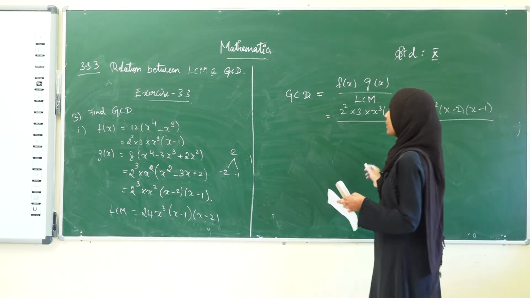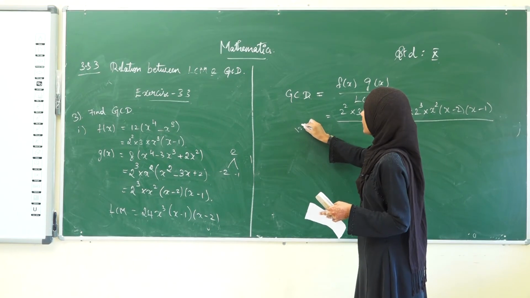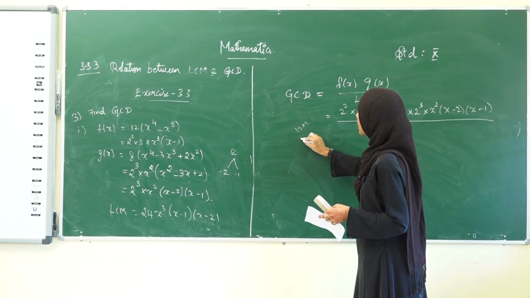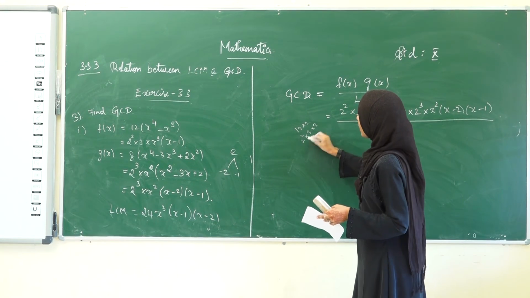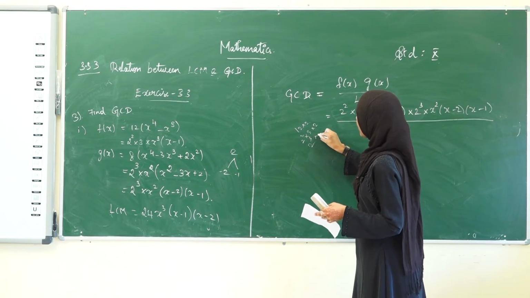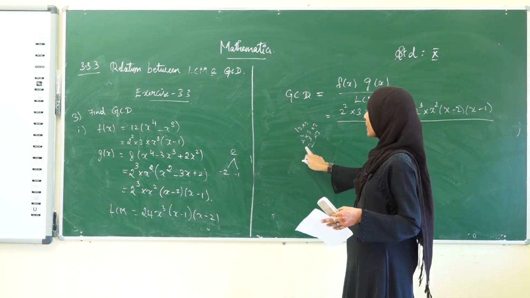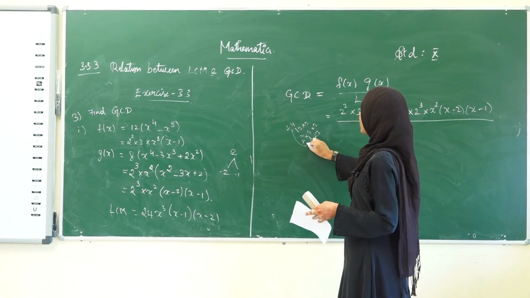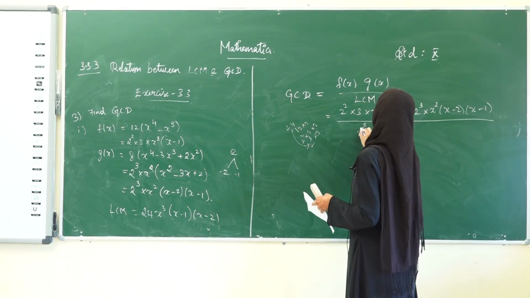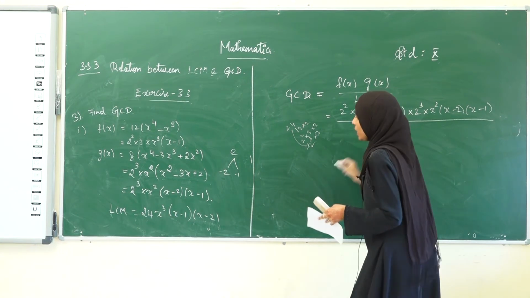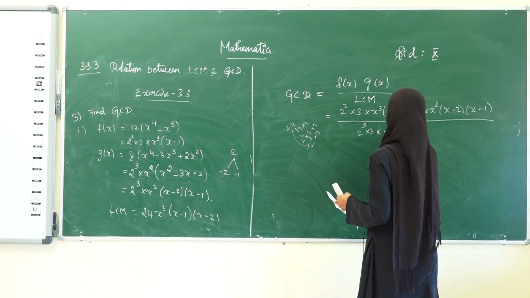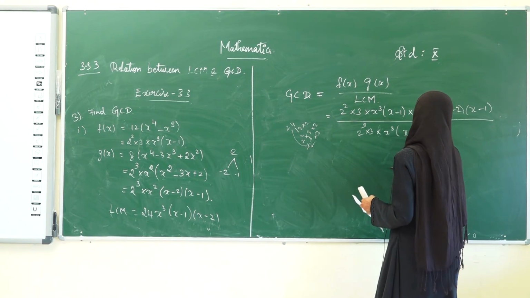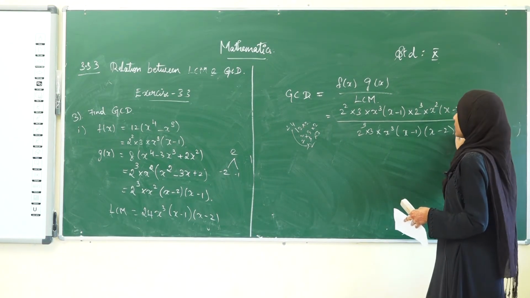What's the LCM? 24, that is 12 into 2. 12 can be written as 4 into 3, 2 square into 3 into 2. Therefore, this can be written as 2 cube into 3. Okay, 24 can be written as 2 cube into 3. So the LCM is 2 cube into 3 into x cube into x minus 1 into x minus 2.